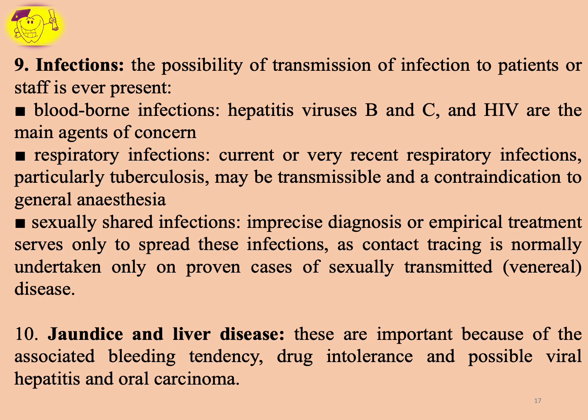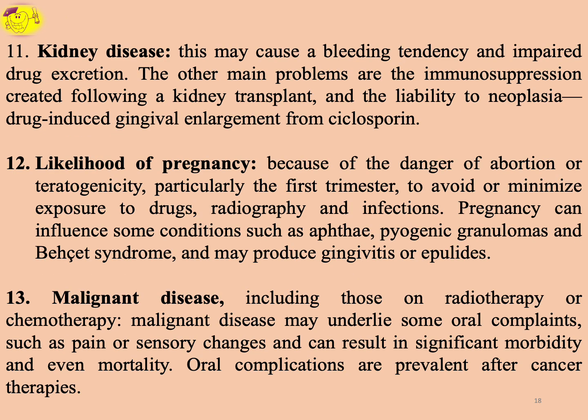So make sure to record history of hepatitis B, HIV, any recent history of flu, COVID virus, any tuberculosis, anything that can be transmissible and dangerous. And then moving over to J, standing for jaundice and liver disease. This is important because these patients are more susceptible for bleeding tendencies. They have drug intolerance because most of our drugs pass through the liver as for the first pass metabolism.